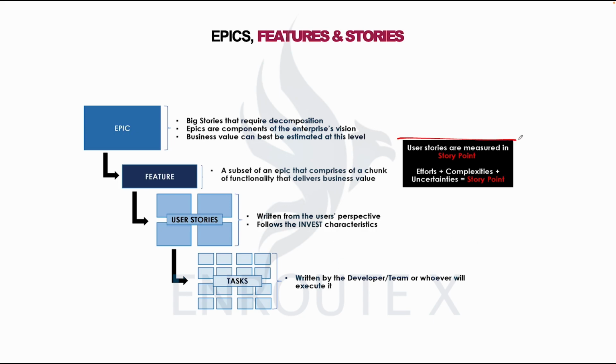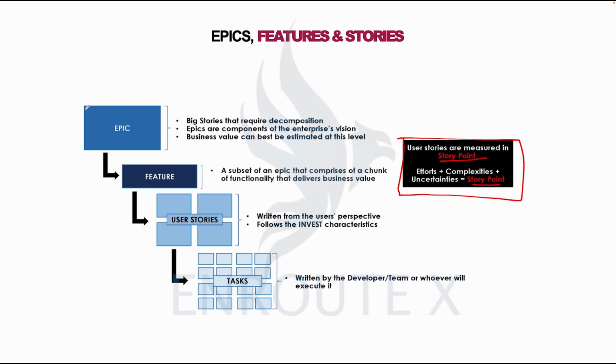This is a side note here which we would be considering when we get to estimates. User stories are measured in story points. You've listened to me mention story points again and again from time to time. So user stories are best measured in story points. Story pointing is not the only measurement of stories. Effort plus complexity plus uncertainty will give us a story point. When we go further, we would expatiate on this.